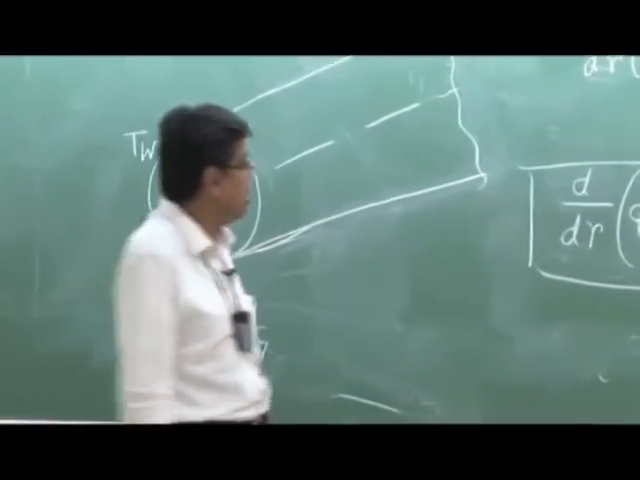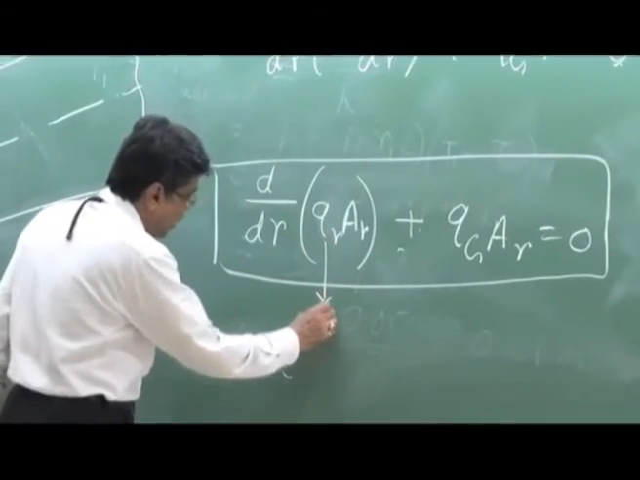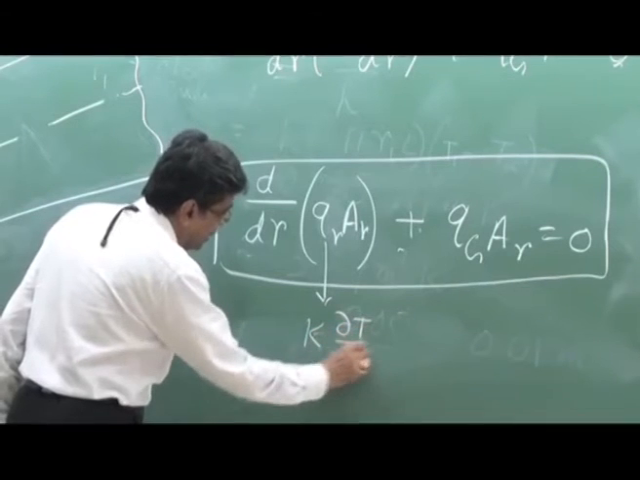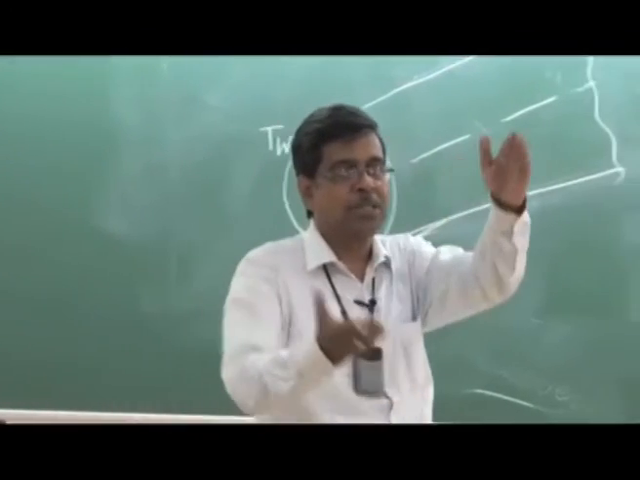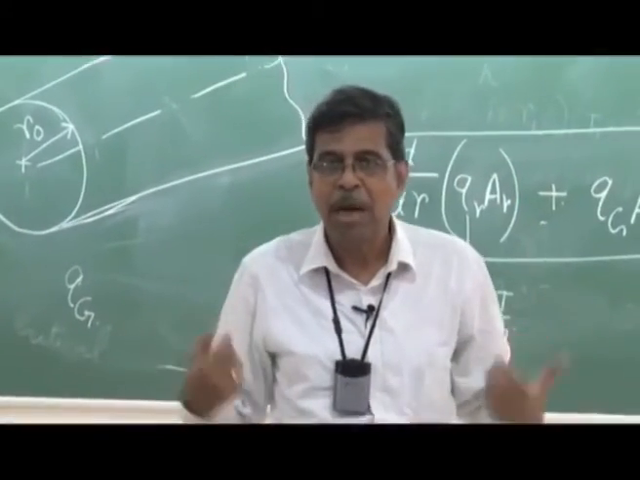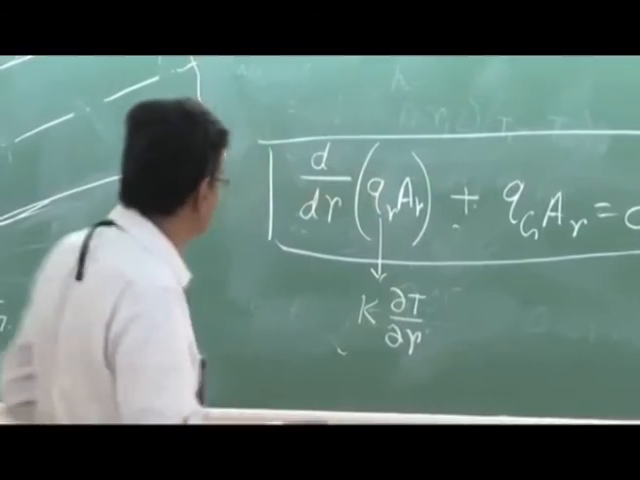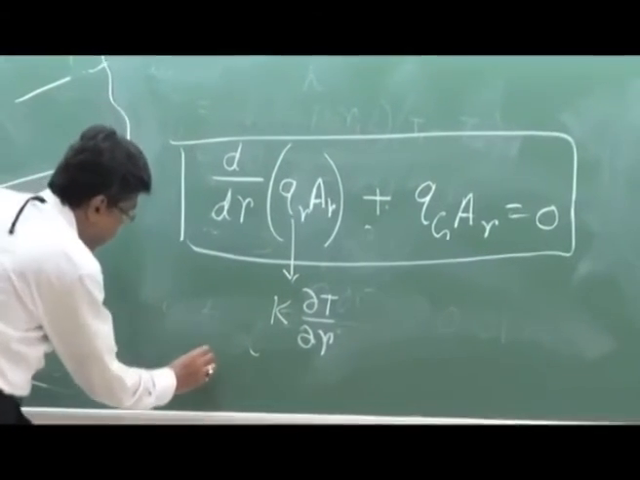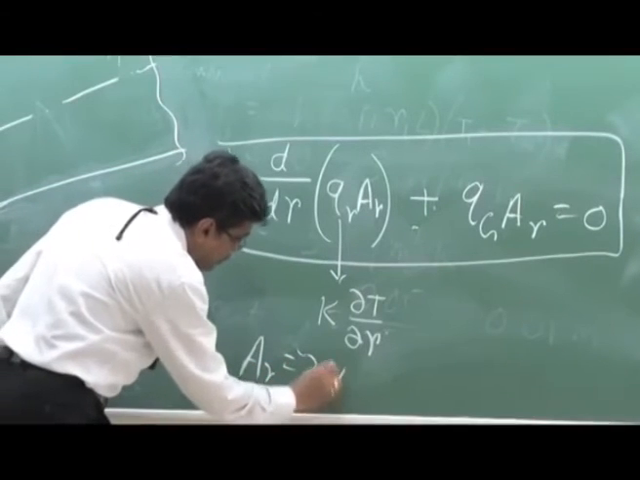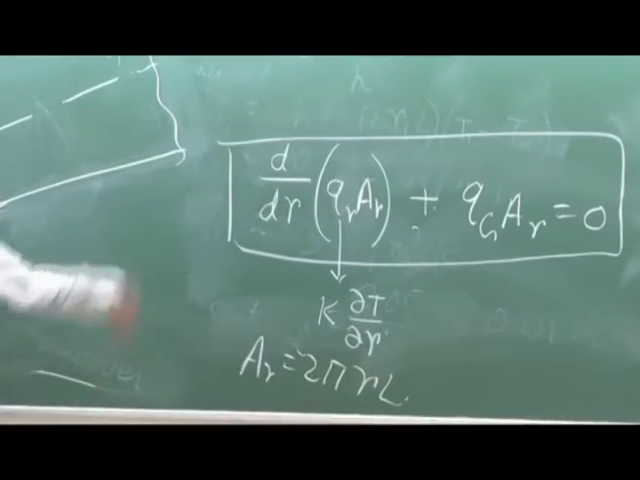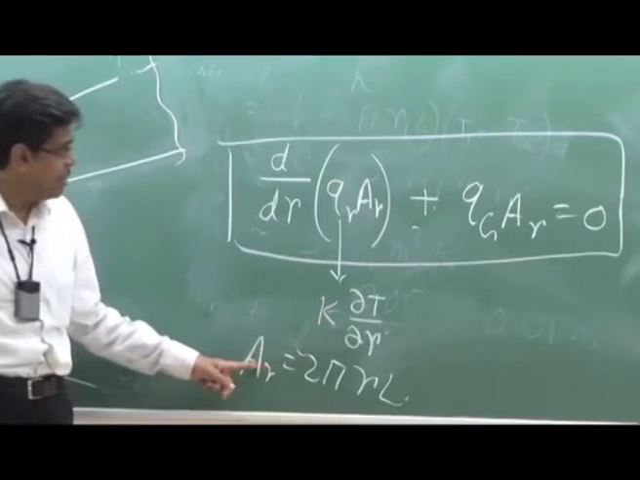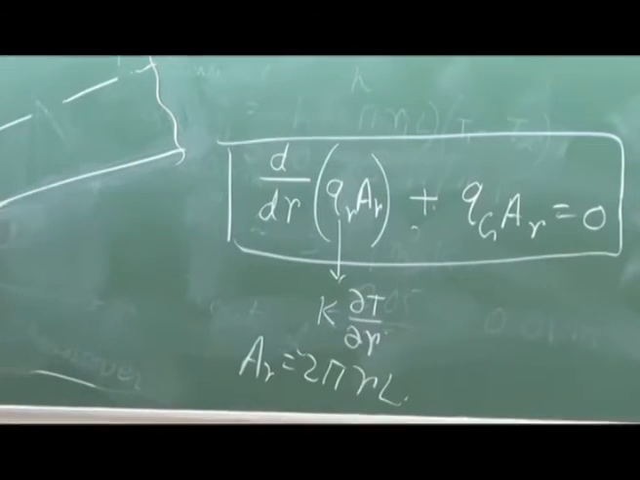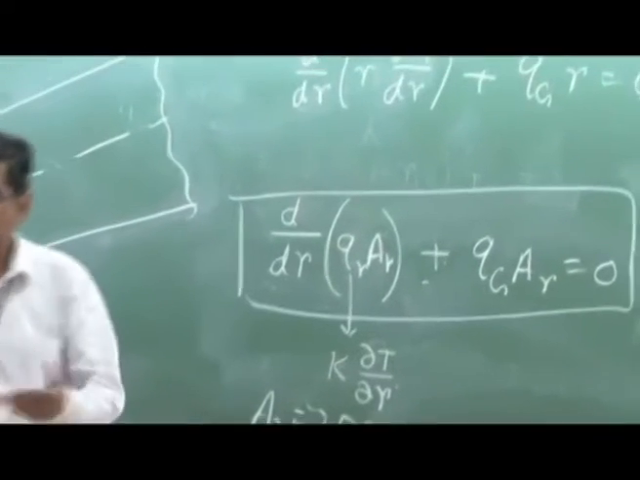Clear? Now Q_R is K del T del R, or K del T del X. A_R accordingly, in a plane area with constant cross-sectional area A, will come out; otherwise A may vary in converging-diverging passages, and A_R in the case of a cylinder is 2 pi R L. So if you put that, this is the Fourier law of heat conduction, and if you consider K to be constant, then you get this equation for the cylindrical coordinate system.